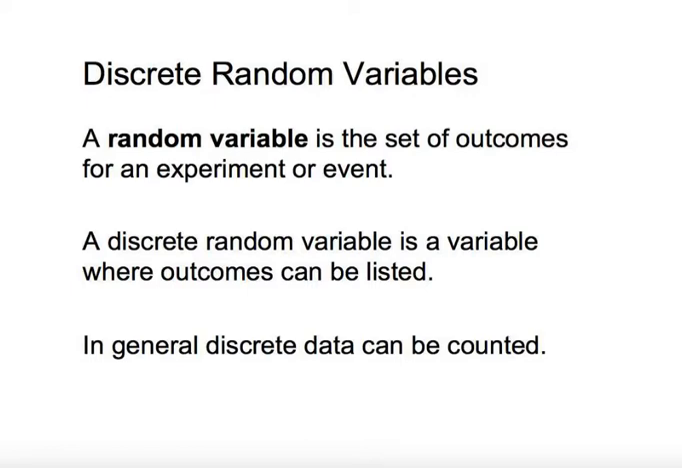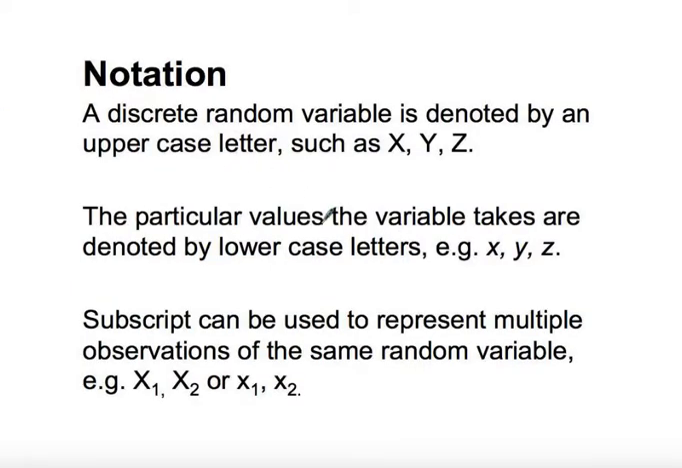Okay, so it's a new topic. What we need to look at is a couple of bits of notation. We tend to signify or denote a discrete random variable by using an uppercase letter such as X, Y or Z, and then we can represent the particular values that a discrete random variable can take with lowercase letters, and we'll clarify this in a moment. Subscript is often then used to represent multiple observations of the same random variable, so we may look at a random variable X and look at the experiment or event a couple of times.